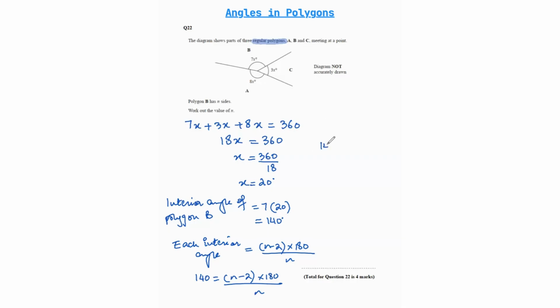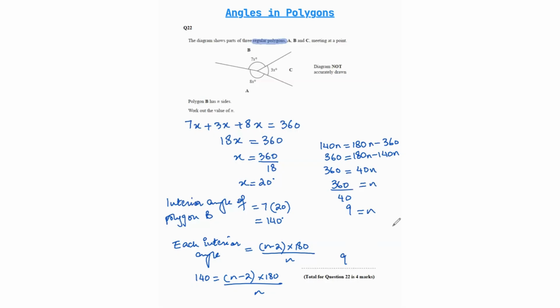Cross multiply: 140n equals 180n minus 360. Expanding the brackets, so 360 equals 180n minus 140n, which is 40n. 360 divided by 40 is your value of n, which is 9. So polygon B has 9 sides.